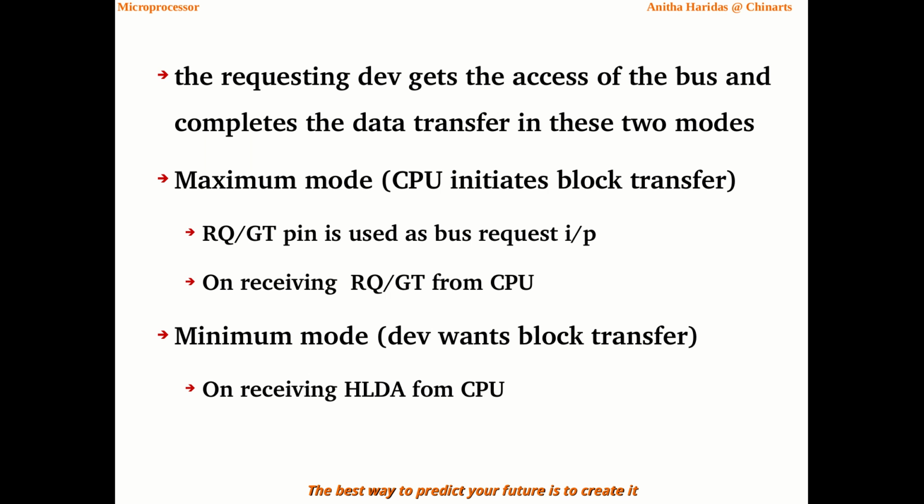So when I say a block, it depends on the data transfer speed, which may be 512 bytes, 1024 bytes, etc. Right? So this block transfer will be initiated by the device whenever it is receiving the hold acknowledgement signal. So these are the two modes in which the DMA controller works.